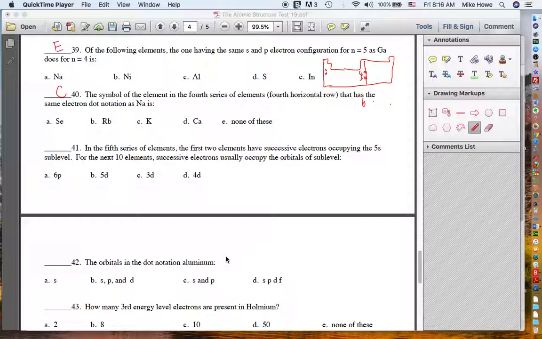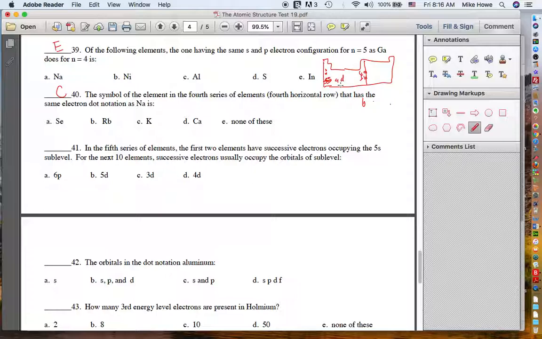So here we go with the last section. In problem 41 here, in the fifth series, that would be down here, 1, 2, 3, 4, 5. Their series is horizontal, so you're going number 5 here. Okay, you go 5s. Then after 5s, it's followed by 4d.